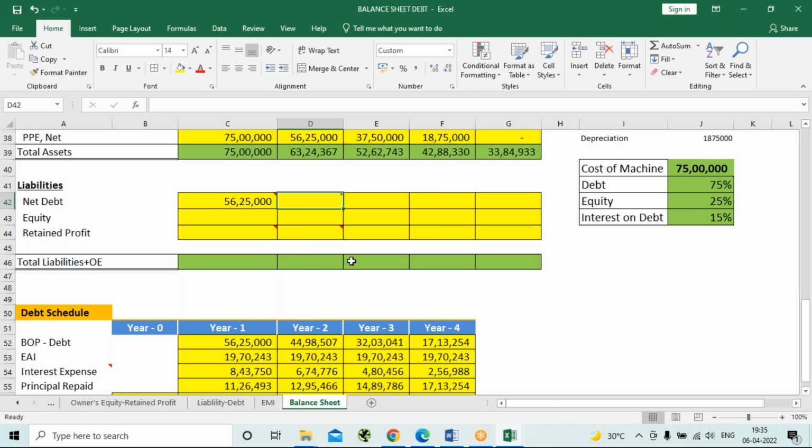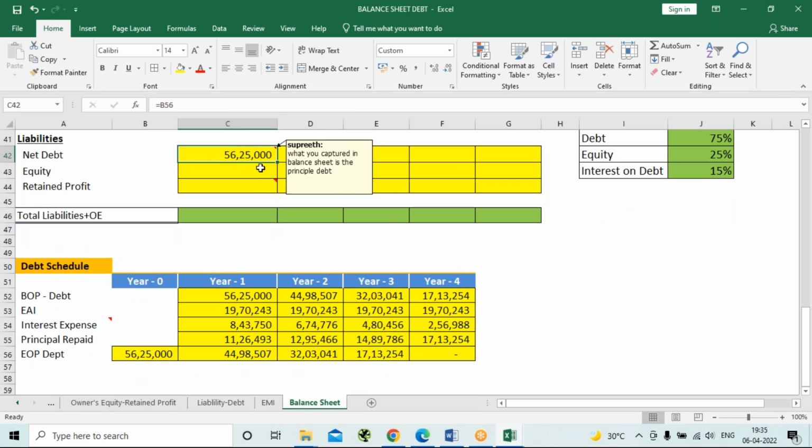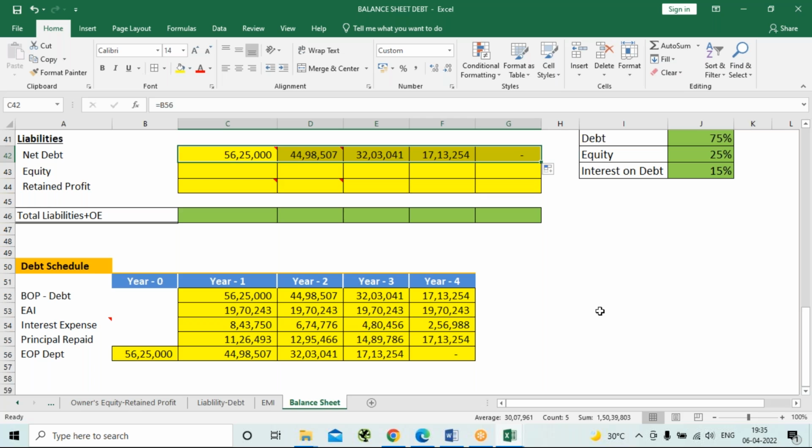Now next, this net debt value will continue till the last of that year, so that it is going to be cleared. Okay, so this is how you are going to calculate it.